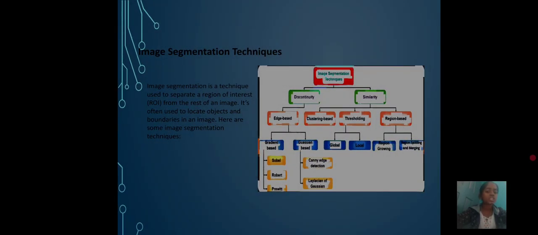Let's see next, the image segmentation techniques. Image segmentation is a technique used to separate the region of interest from the rest of an image. It's often used to locate objects and boundaries in an image. Here are some of the image segmentation techniques: discontinuity, similarity, edge based, clustering based, thresholding, region based. As we discussed previously, that is gradient based and Gaussian based. Under gradient based we can see Roberts, Prewitt or Sobel. Under Gaussian based, Laplacian of Gaussian.